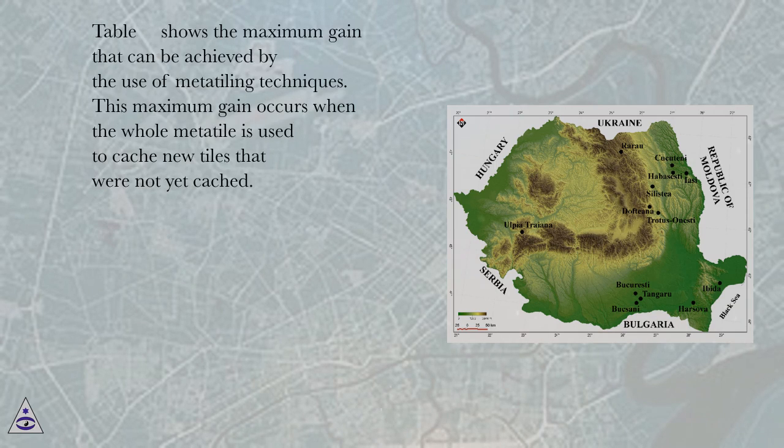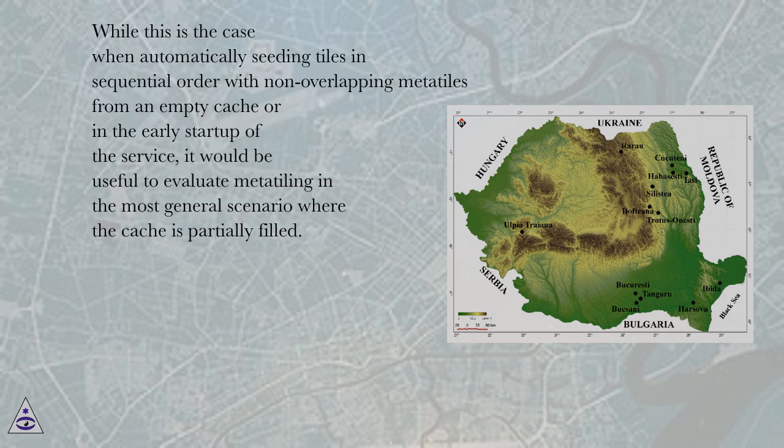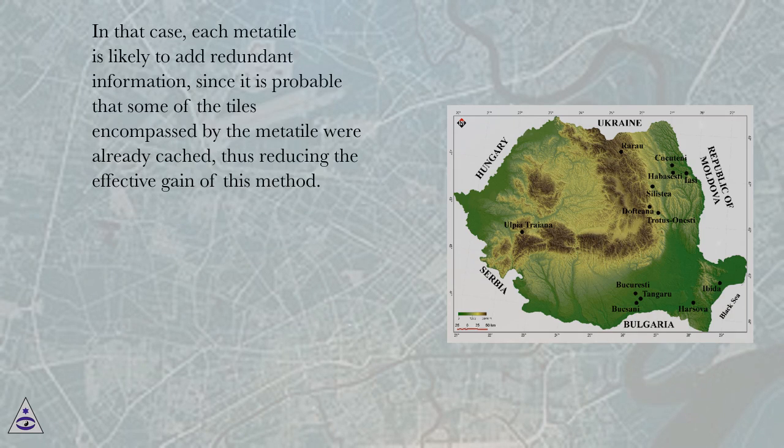The table shows the maximum gain that can be achieved by the use of metatiling techniques. This maximum gain occurs when the whole metatile is used to cache new tiles that were not yet cached. While this is the case when automatically seeding tiles in sequential order with non-overlapping metatiles from an empty cache, or in the early startup of the service, it would be useful to evaluate metatiling in the most general scenario, where the cache is partially filled. In that case, each metatile is likely to add redundant information, since it is probable that some of the tiles encompassed by the metatile were already cached, thus reducing the effective gain of this method.